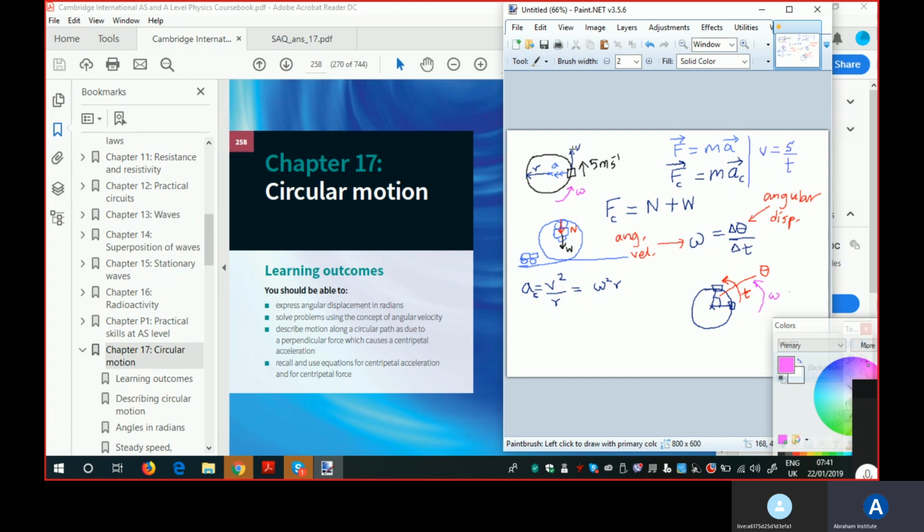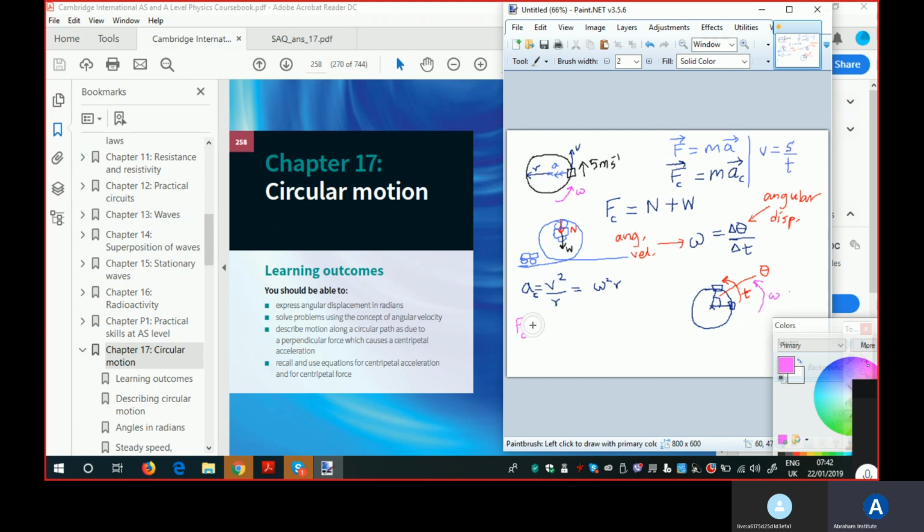It makes an angle of 90 degrees between the radius of the circle and the direction of the centripetal acceleration. Sorry, centripetal acceleration. Okay, so you should know these two equations. Now we can apply this to F is equal to ma. So you see Fc is equal to mac.